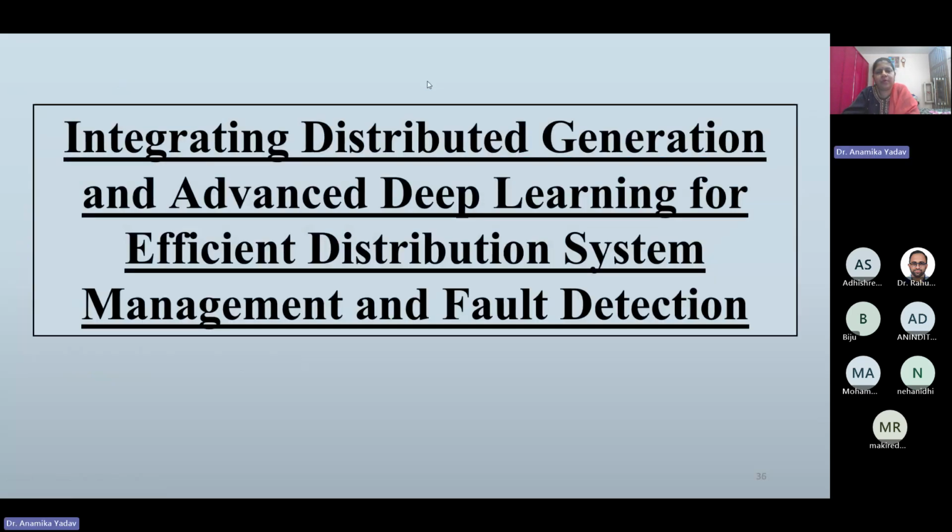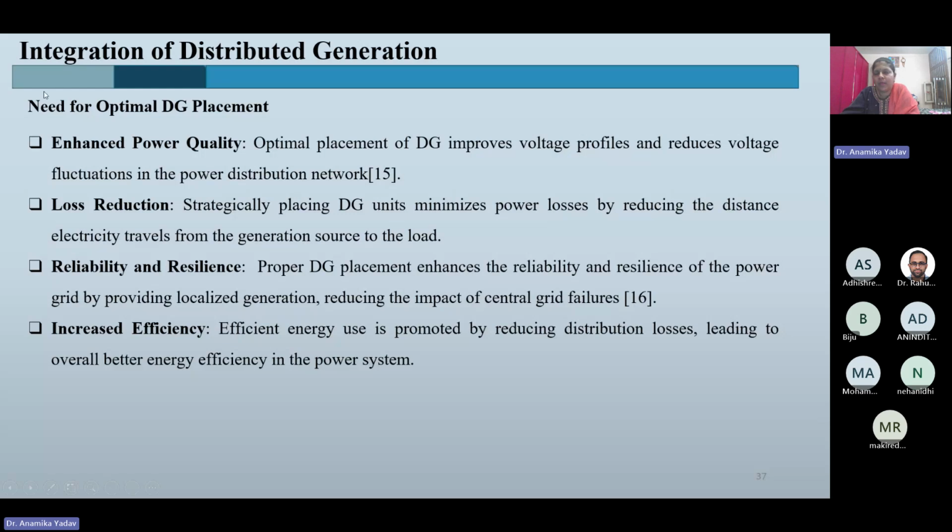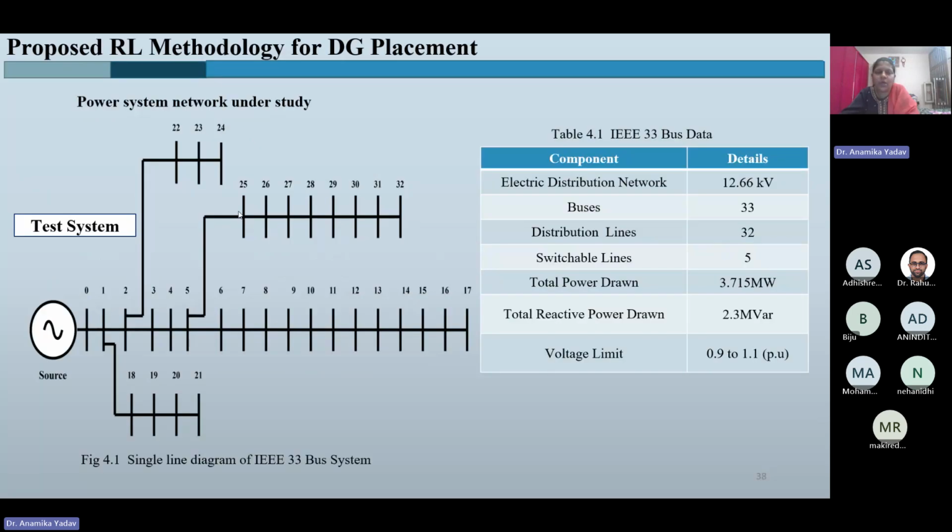Okay, then the last scheme that I'm discussing herein is advanced deep learning based methods for efficient distribution system management and for fault detection. Particularly, management of DGs is considered, and one of the main tasks is the optimal placement of the DG. So we want that the power quality should be enhanced, overall loss should be reduced, reliability of the system should be improved, it should be resilient, and the efficiency should be increased. So these will be the main objectives.